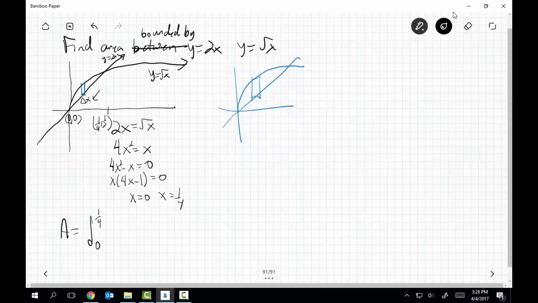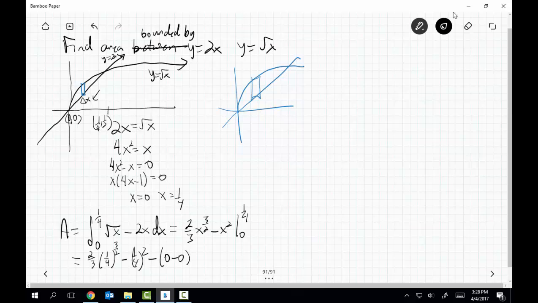I need to take the bigger function, which is root x, and subtract the littler function, which is 2x. Then I slap a dx on there, and I just follow the end of my nose, and I get 2/3 x to the 3/2 minus x squared from 0 to 1/4. And this is going to equal 2/3 times 1/4 to the 3/2 minus 1/4 squared, minus, and here it's relatively easy to see that this thing turns into 0 minus 0, right?